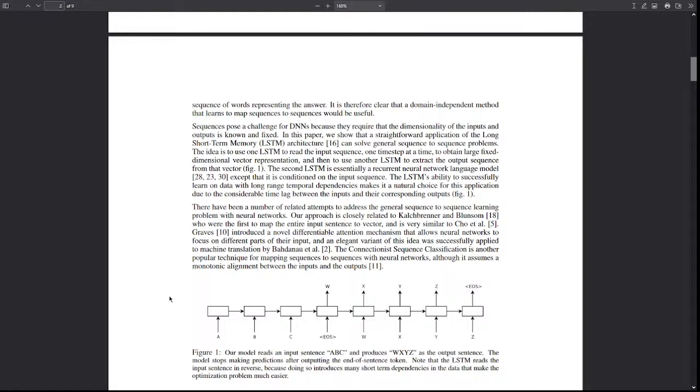The idea is to use one LSTM to read the input sentence one time step at a time, to obtain a large fixed-dimensional vector representation. I'm reading and not understanding. Okay. The input has to be known and fixed. So the DNN needs to know what is getting into it and needs to know what is getting out.